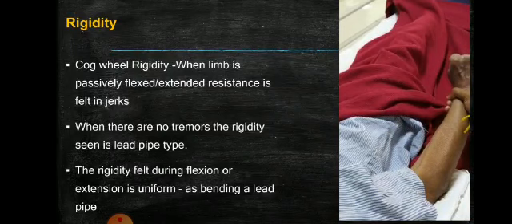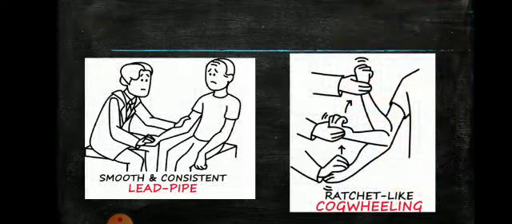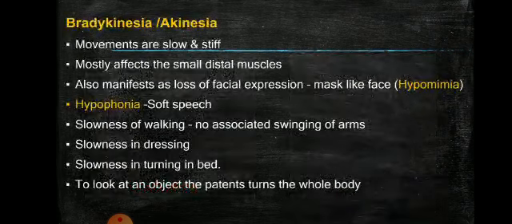What you saw now is the cogwheel rigidity. The second type of rigidity is the lead pipe type, and in the lead pipe type, either during flexion or extension, the rigidity felt would be uniform, just like the bending of a lead pipe. Yeah, so you can see the smooth and consistent lead pipe rigidity, and then you have the ratchet-like cogwheel type of rigidity, where the flexion or extension is happening in stages with jerky movement.